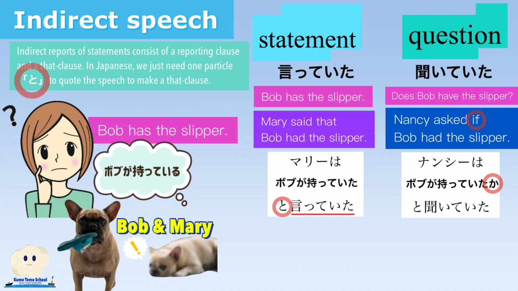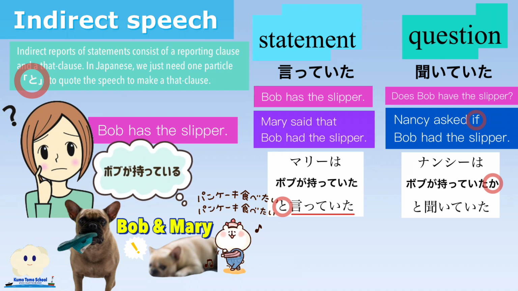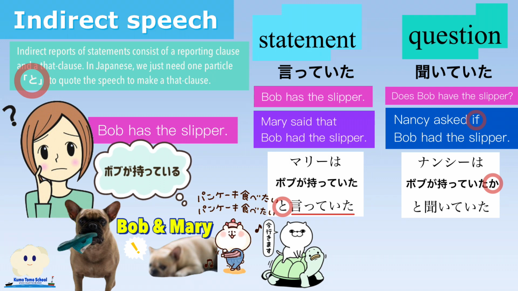In some cases, you don't even have to backshift the verbs. For example, he said he wanted to eat pancakes. パンケーキ食べたいと言っていた。He said he was coming. 今行きますと言っていた。So, in these examples, it's almost like you're making direct speeches.